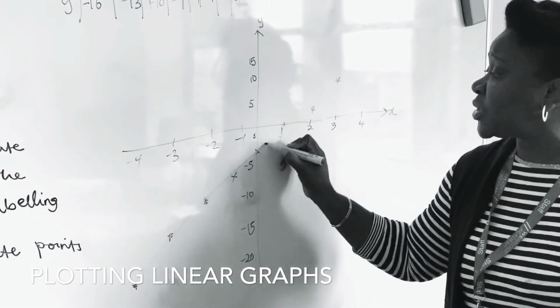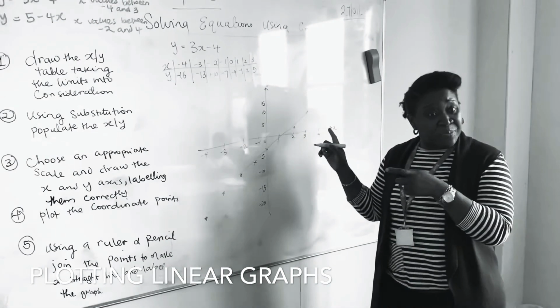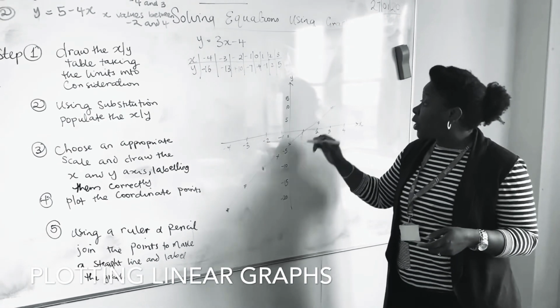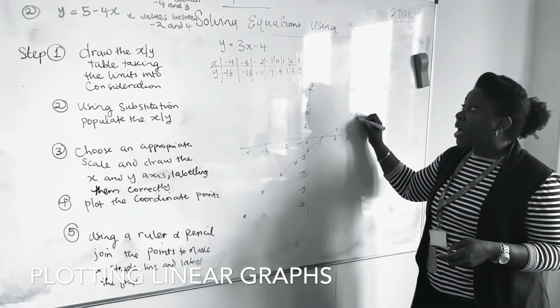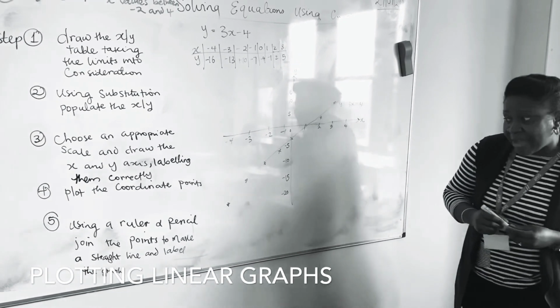It's not going to make a perfect straight line because I haven't done it on a graph paper, but yours should be a perfect straight line. Join it all up and then label the graph: y is equal to 3x minus 4. And I think that should be everything done.